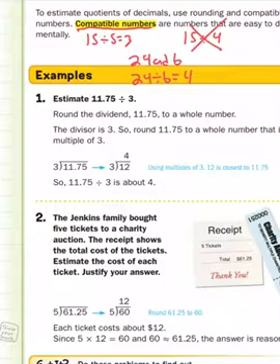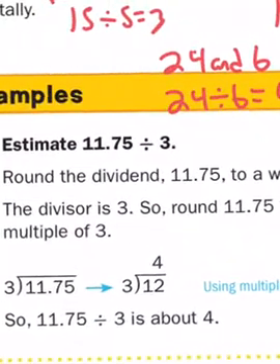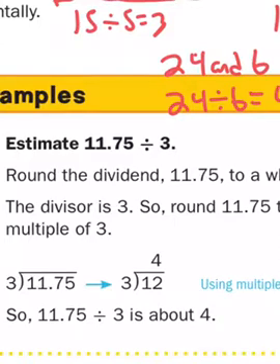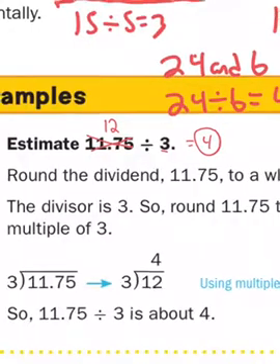Example 1 says estimate 11.75 divided by 3. In this one, the first thing you always want to try is see if you can get away with only changing one number. And it's better to change the dividend, the first number, than the divisor. So I want to change 11.75 to something really close and easy that divides by 3. The closest thing to 11.75 that divides by 3 is 12. Now 12 divided by 3 is 4. So 4 would be a good estimate because we didn't change the problem that much.